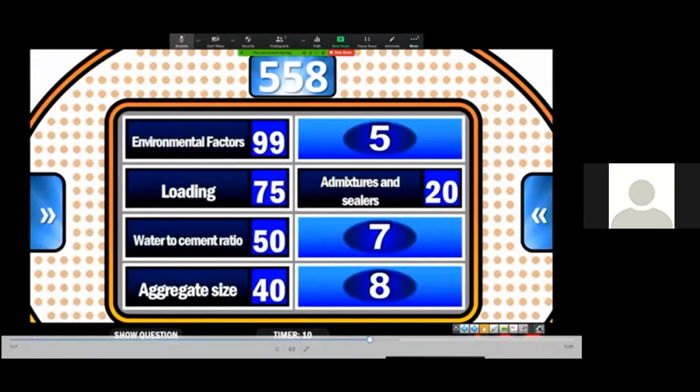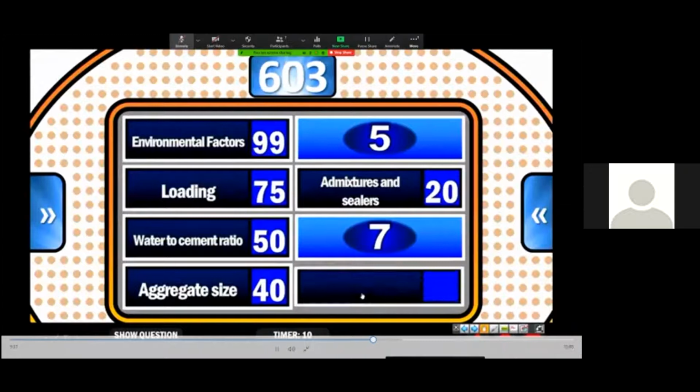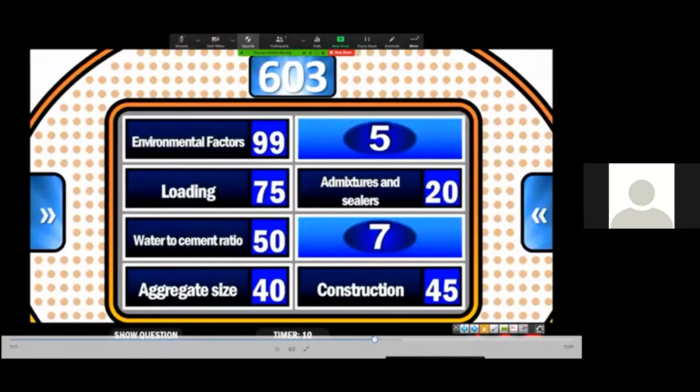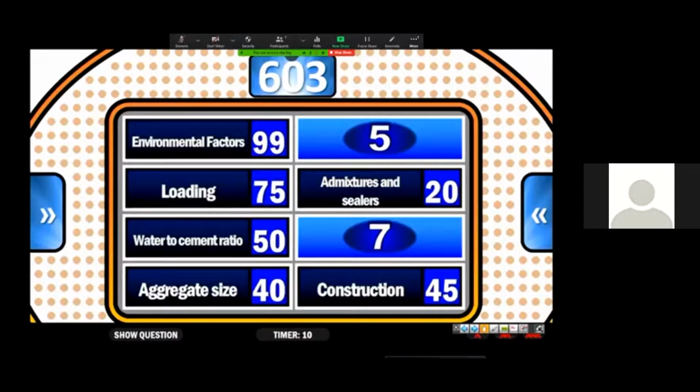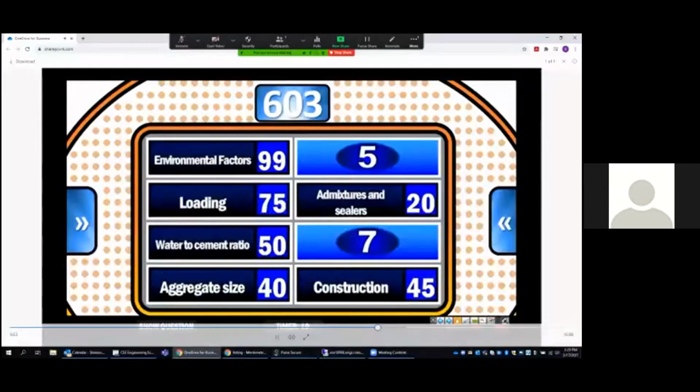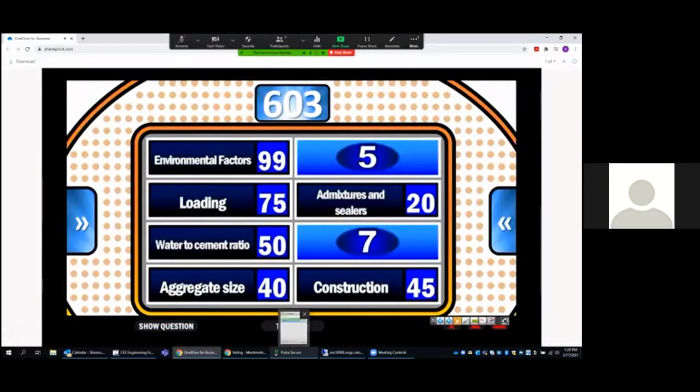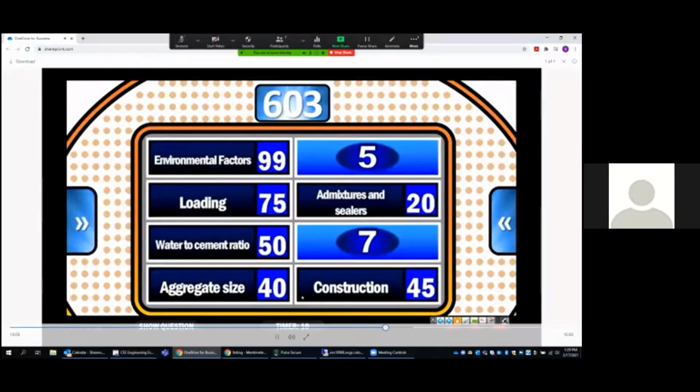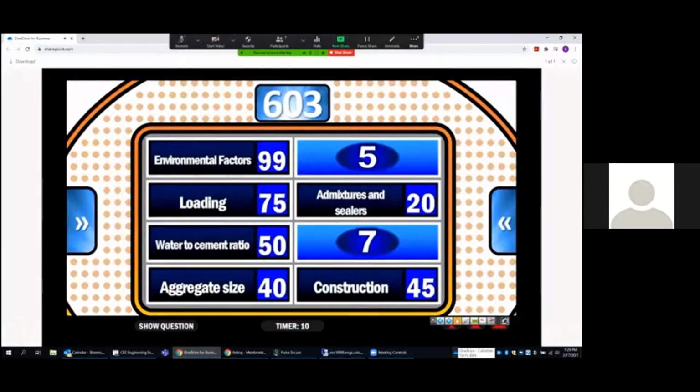How it's cured? Yes. Construction. What else? How it's finished? Yes. Yeah, I kind of lumped that in with construction. What else? What else goes into the concrete? Sand. What else? Sand. Cement. Yes. What type of cement is used?